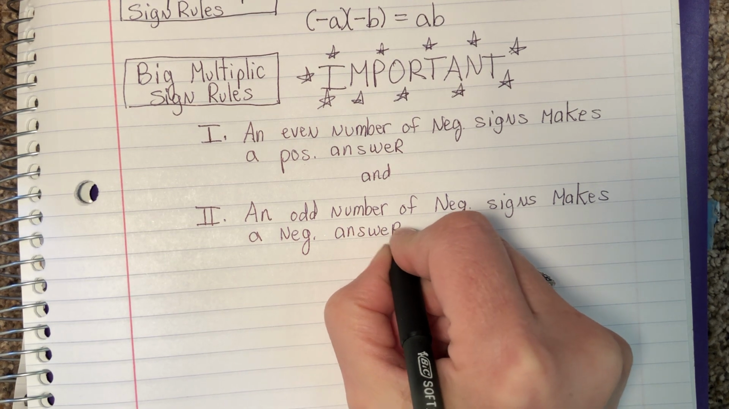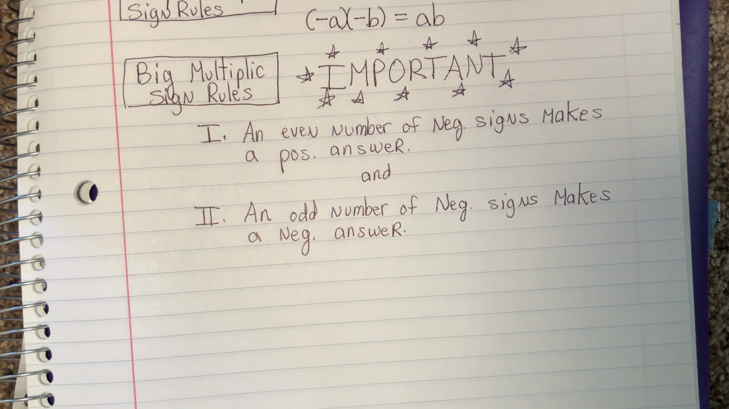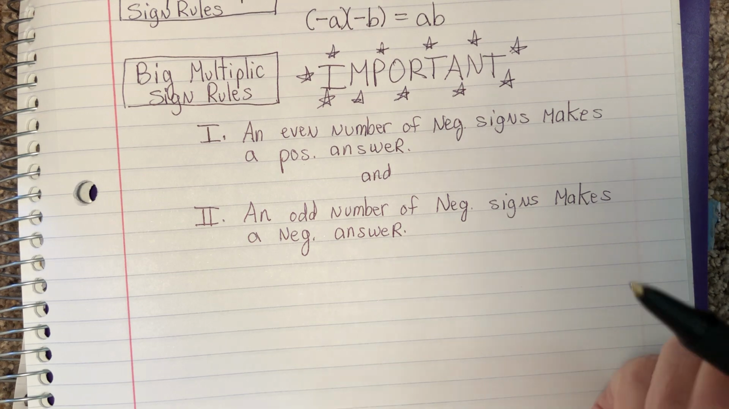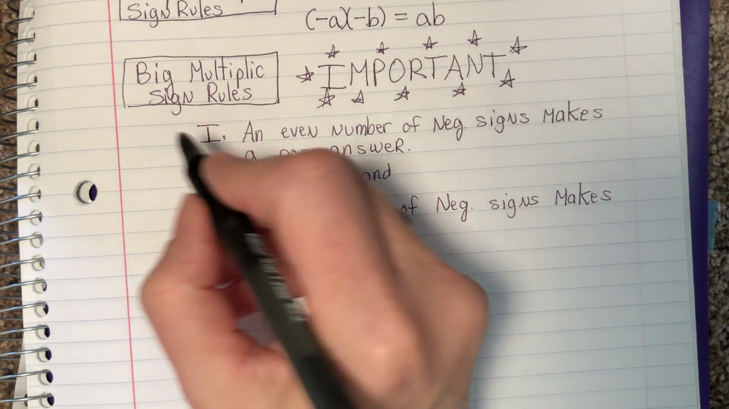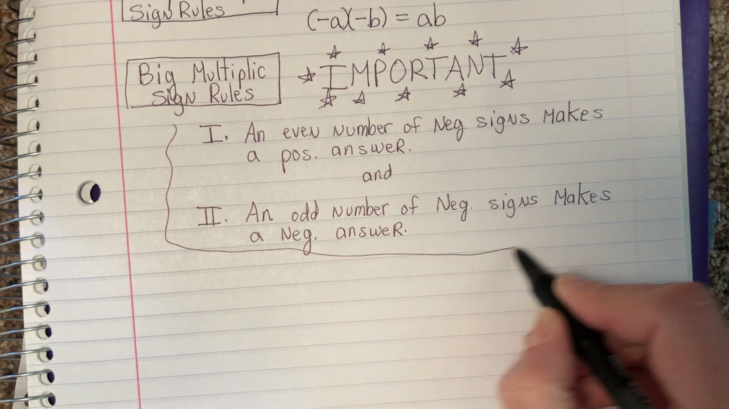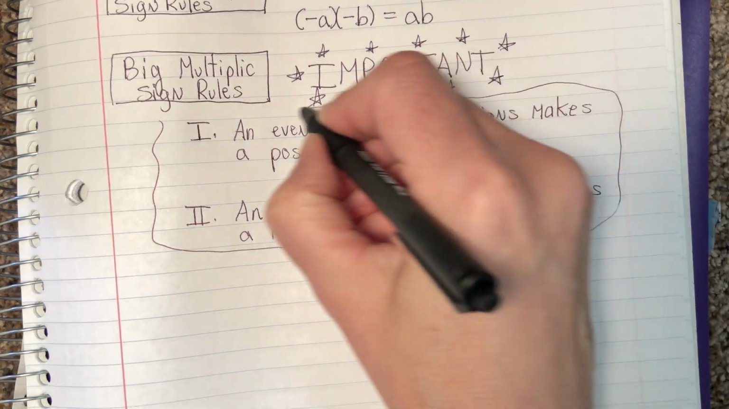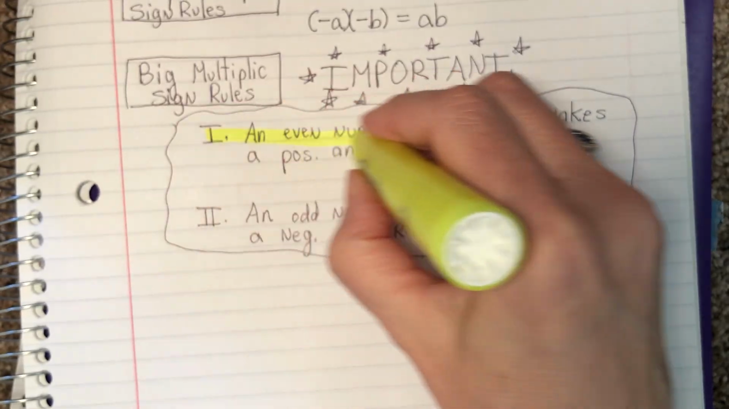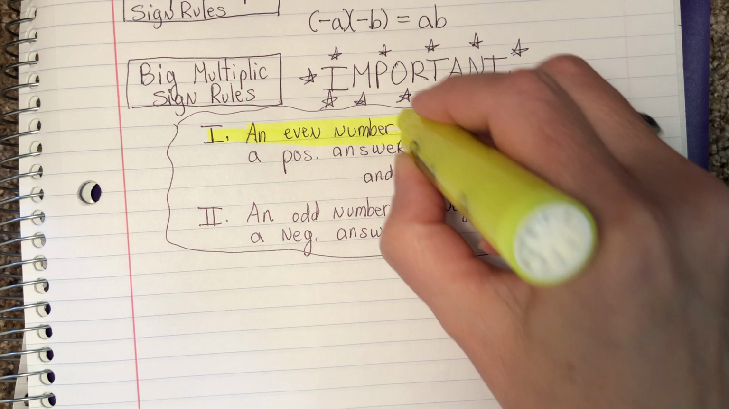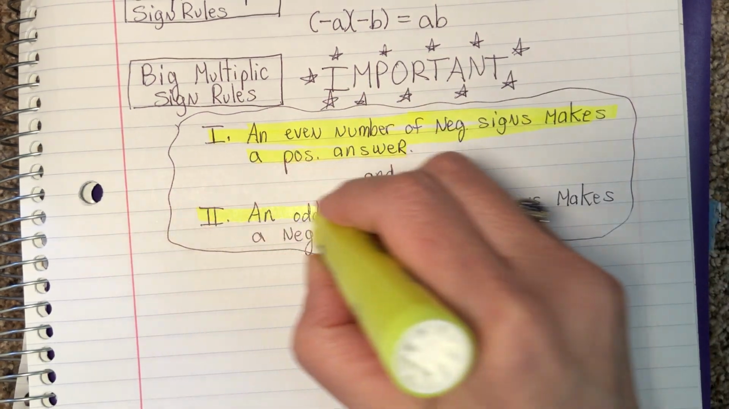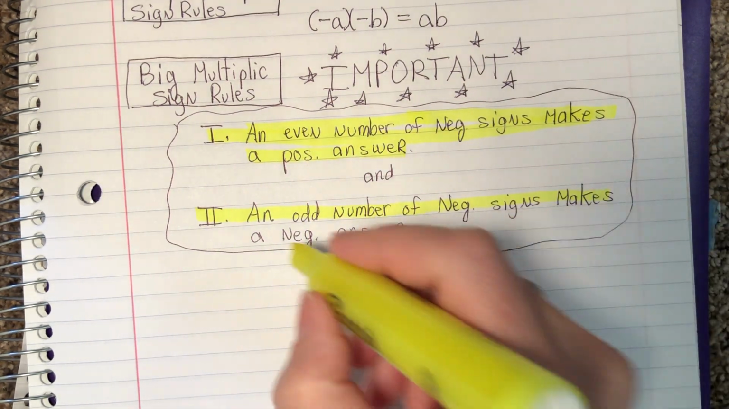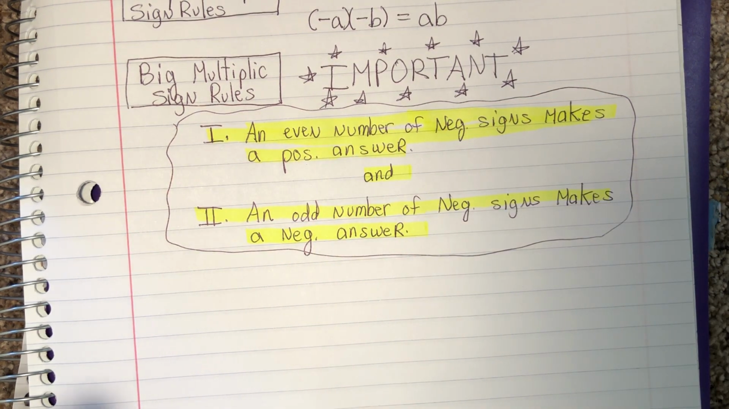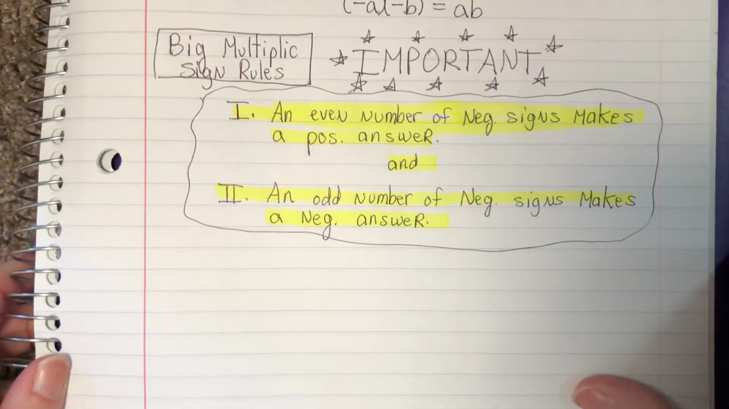So this means you can just count the number of negative signs in the problem and determine whether your answer is positive or negative. I'm going to circle this. I'm going to highlight it. But you have to understand there's some basic assumptions that have to be true. So you have to know the givens in this situation.